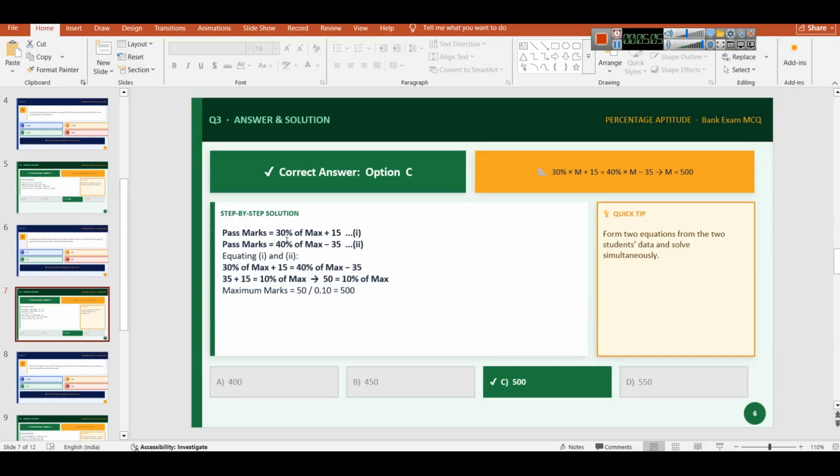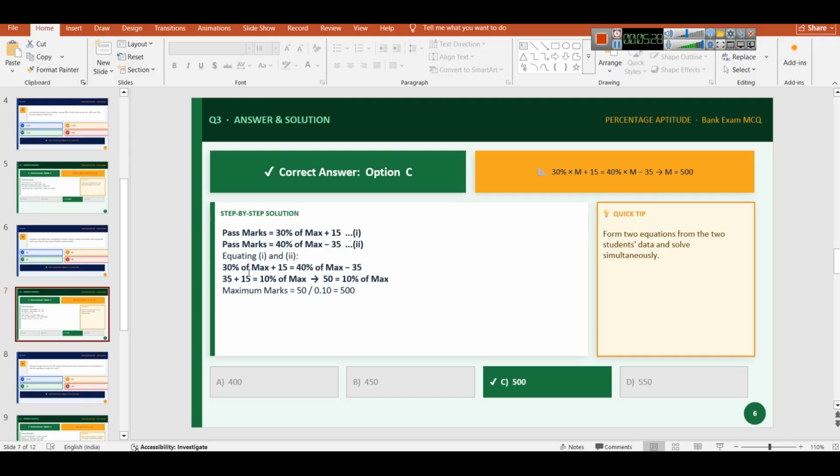So 30% of max plus 15 equals 40% of max minus 35. If you equate 1 and 2, 30% of max plus 15 equals 40% of max minus 35. And 35 plus 15 is equal to 10% of max.